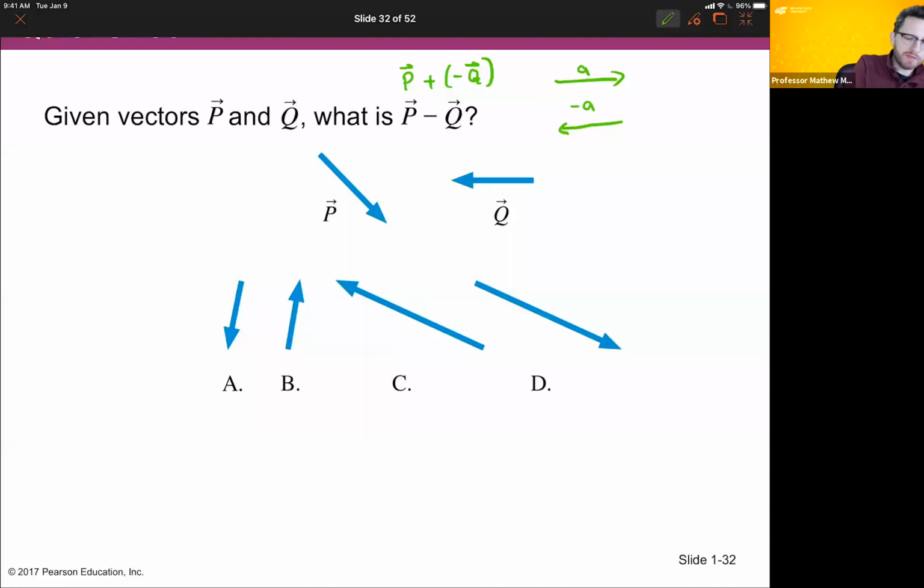So I could find what's vector negative Q. Vector negative Q is this vector that points in the opposite direction of Q. And now if I want P minus Q, I just have to add vector P to vector negative Q. So I'm going to let you do that. Tell me which is the vector that represents P minus Q here.